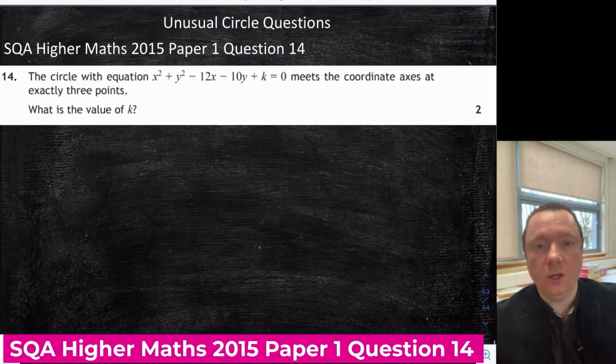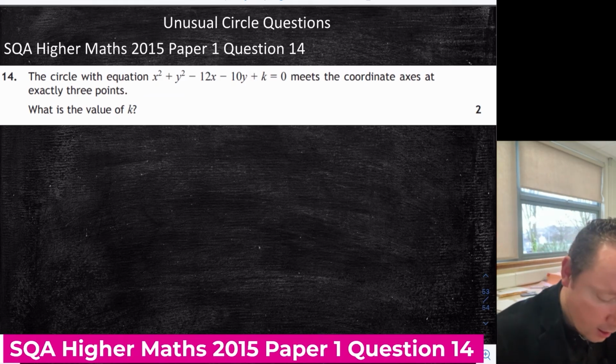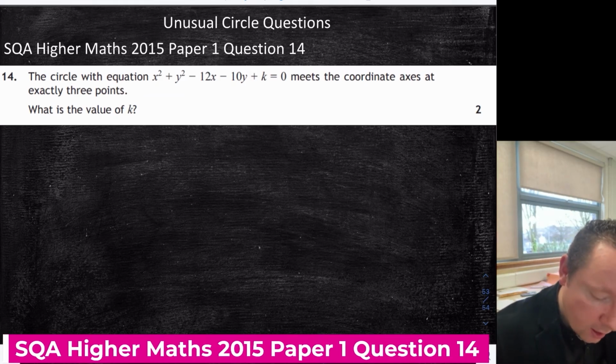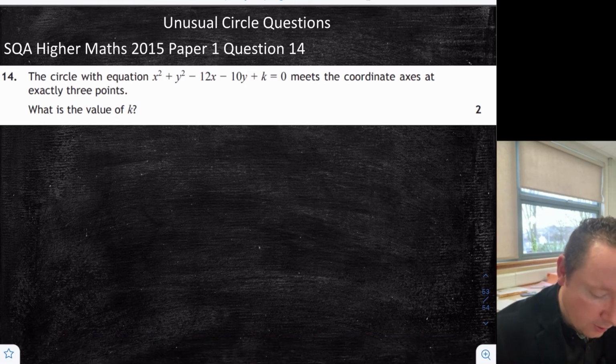Okay, some unusual circle questions. 2015, paper 1, question 14. A circle with this equation meets the coordinate axes at exactly 3 points. What is the value of k?